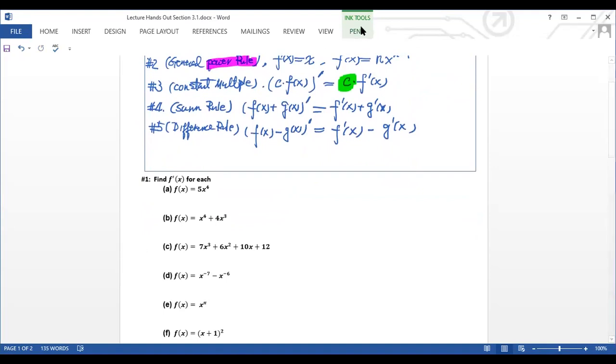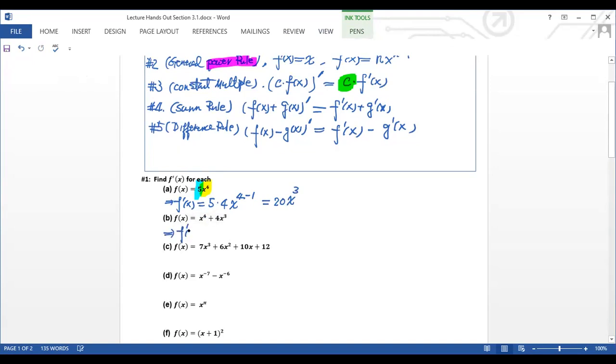So for the first one, we said f of x equals 5x to the fourth. Here the 5 is your constant, right? So I'm going to use the constant multiple rule. So f prime x will just be equal to the 5 times... and then what rule am I using for the x to the fourth? I'm using the power rule, right? So you move the 4 to the front, then the exponent will be 4 minus 1. So that's what n minus 1 means. So what is the final answer? This is 20x to the what? To the 3.